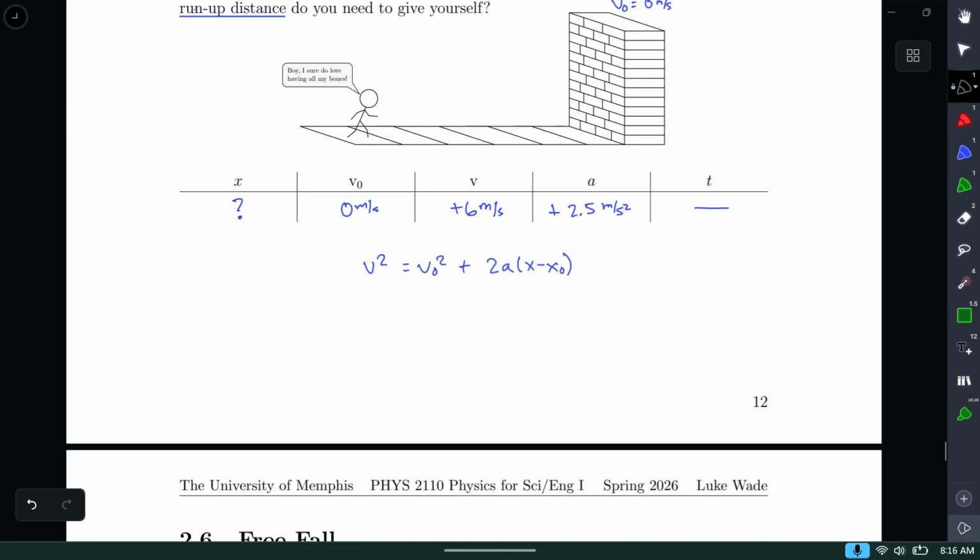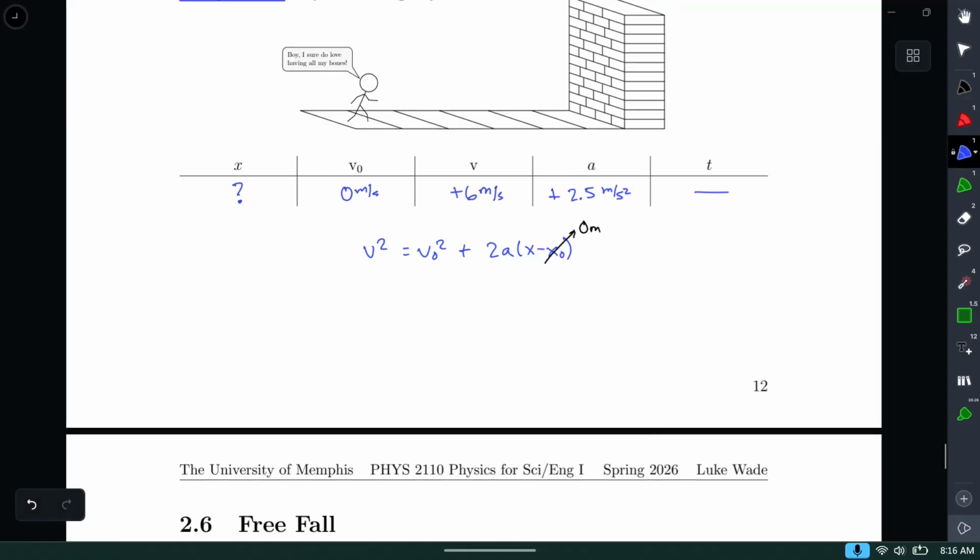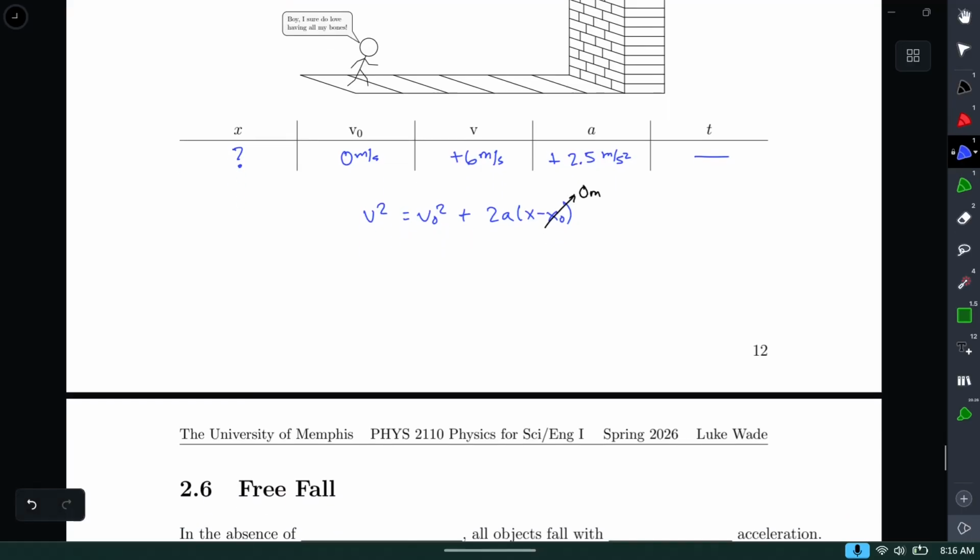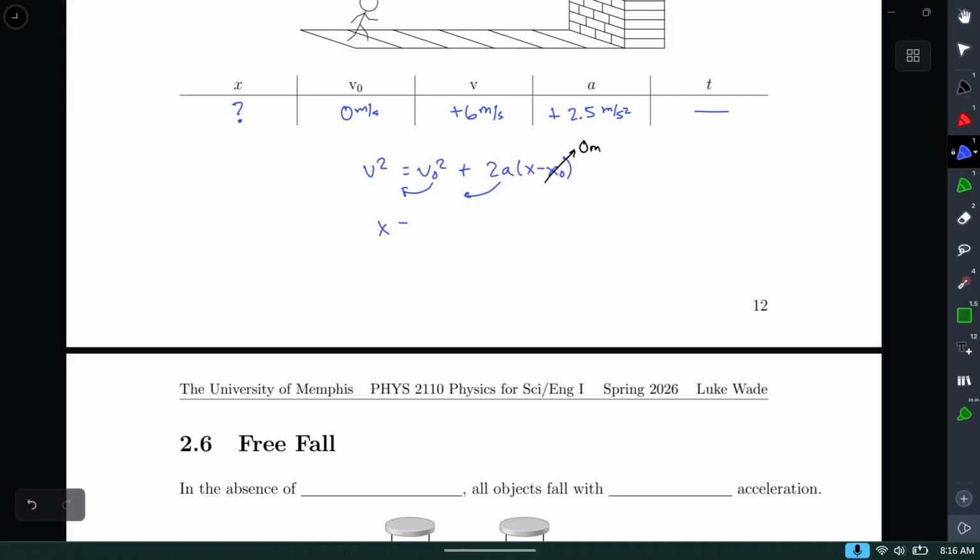Again, I'll assume that I started at a position of 0 meters. So my initial position is 0. And that's just my shorthand for ignore it from here on because it's 0. So I have to solve for x. And to do that, I need to get it on its own. So I'll bring v0 squared over to the other side by subtracting. I'll bring 2a over to the other side by dividing. So x is v squared minus v0 squared over 2a.